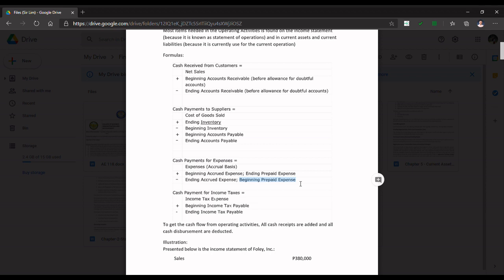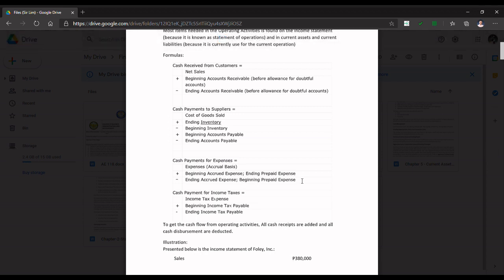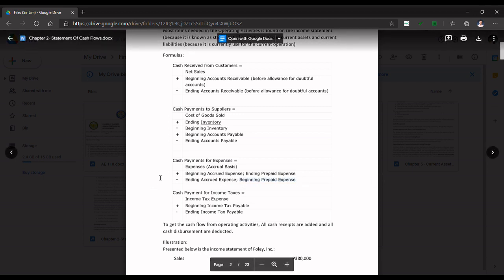So we just reverse it. Ending prepaid expense plus the expense we recorded for the year, and less the beginning prepaid expense, to get the payments in advance or the cash payments.